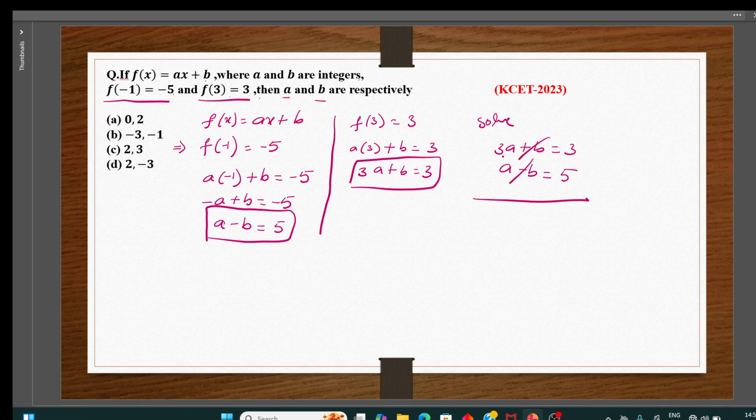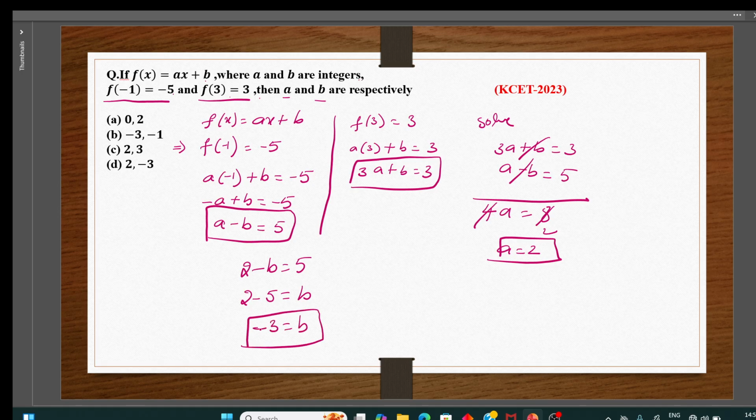Solve 3a + b = 3 and a - b = 5. Simplify this, plus b minus b cancel. We get 4a = 8, and 4 ones are 4, 4 twos are 8, a = 2. What is the a value? 2 is the a value. Now this a value substitute in any one equation, we get the b value. So 2 - b = 5, and 2 - 5 = b, so -3 = b. What is the b value here? -3.